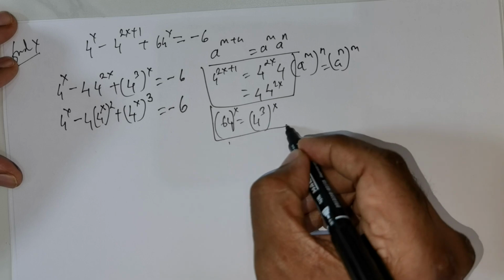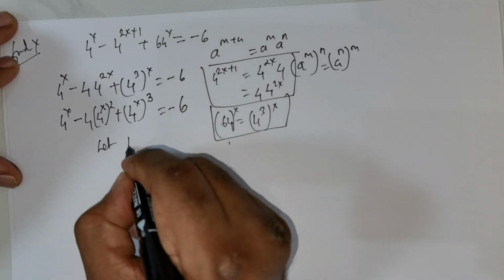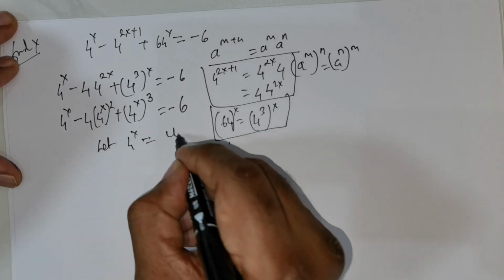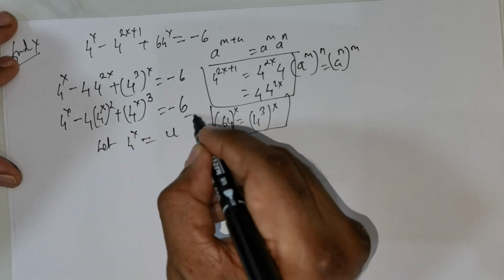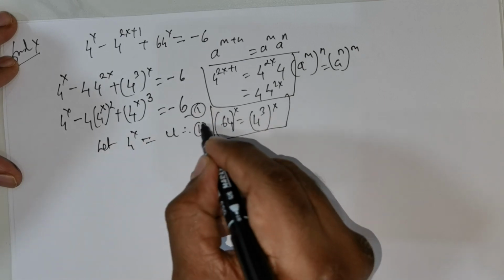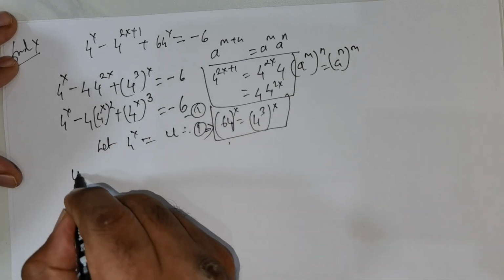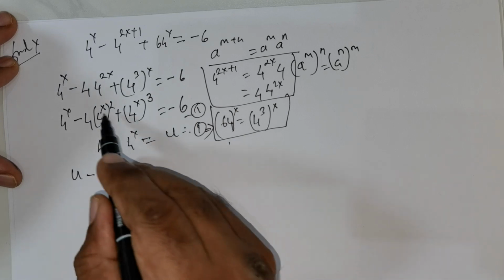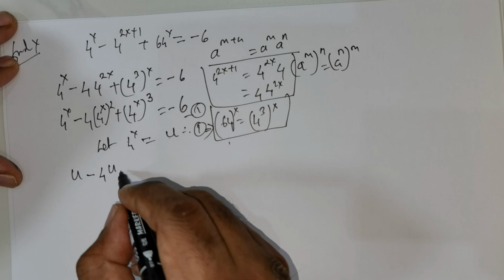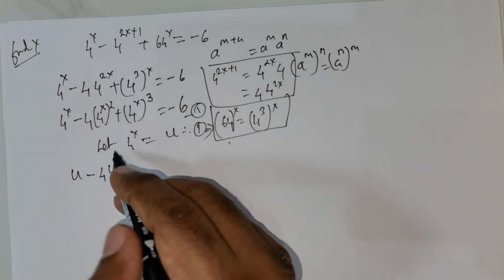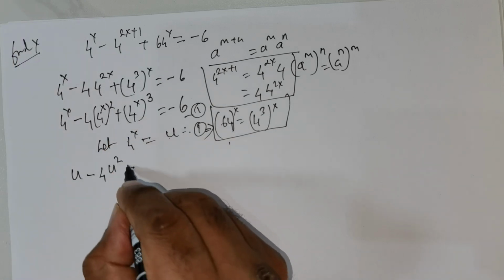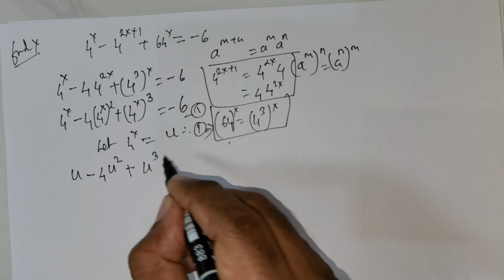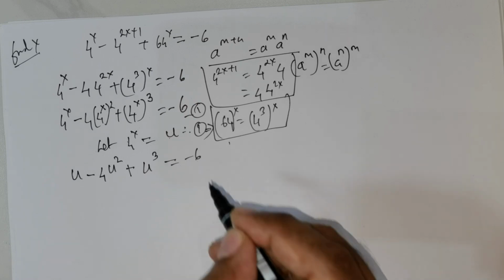Now I would like to make a substitution. Let 4 raised to the power of x be equal to some u. So that would mean this can be rewritten as u minus 4 times, in place of 4 raised to the power of x you substitute u. So that's going to be u raised to the power of 2 followed by plus u raised to the power of 3 is equal to negative 6.